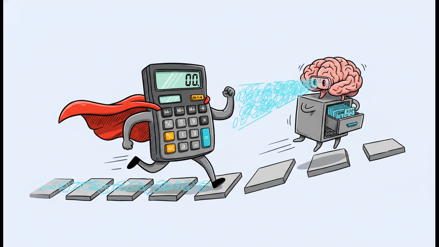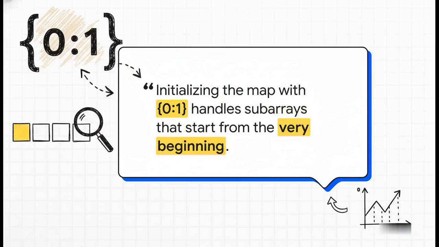You can think of a HashMap like a helper with a perfect instant memory. As our prefix sum hero is calculating the running total, the HashMap's only job is to remember every single total we've seen so far, and just as important, how many times we've seen it. Now there is one tiny but absolutely vital trick to this whole thing. Before we even look at the first number in the array, we have to initialize our map with this entry, 0, 1.